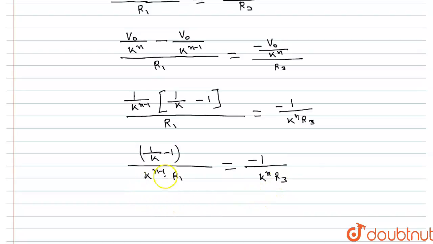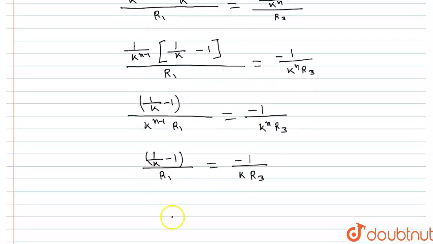Now we can say this is k to the power n minus 1 and here k to the power n. So we can write this is equal to 1 by k minus 1 divided by R1 is equal to minus 1 divided by k, because k to the power n is here and k to the power n is here. So k remains here. So R3. Clear.